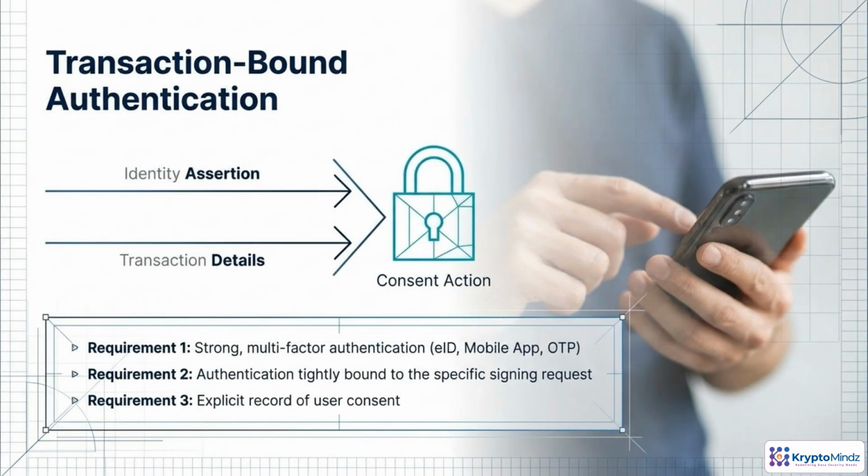For qualified signatures, it's not enough to just know who the user is. You must prove that this specific person approved this specific transaction. That's what transaction-bound authentication delivers. The user performs strong multi-factor authentication while seeing the key details of the signing request. Those details are cryptographically linked to the authentication step, and the system stores a clear consent record. Architecturally, this is what turns a generic login into reliable bank-grade non-repudiation.